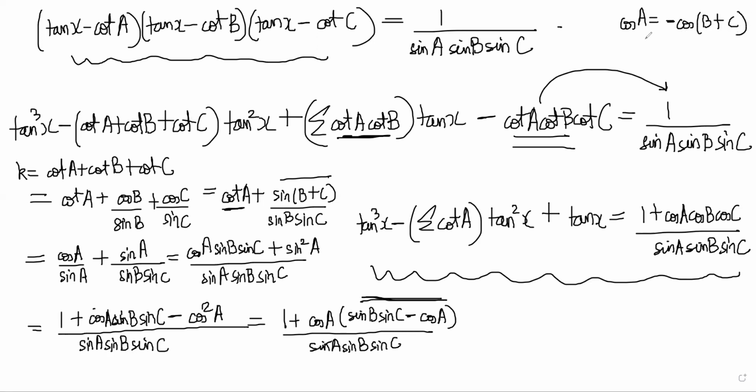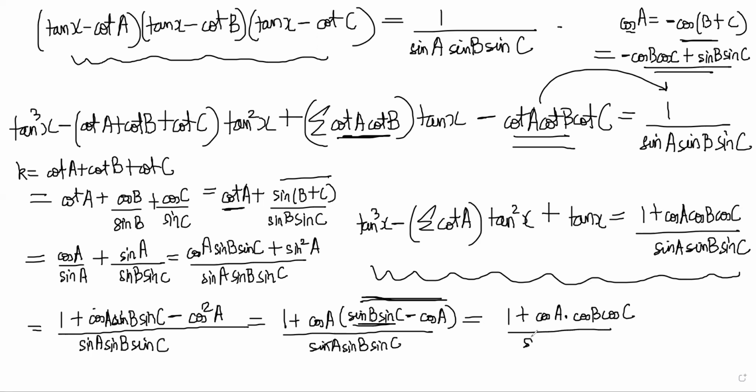Because A is equal to pi minus B plus C, cos A is equal to the negative of this. If you expand this, it becomes minus cos B cos C plus sin B sin C, right? So cos A is equal to this. So negative of cos A will be cos B cos C minus sin B sin C. So minus sin B sin C will cancel this sin B sin C. So you will end up getting 1 plus cos A multiplied by cos B cos C, divided by sin A sin B sin C.